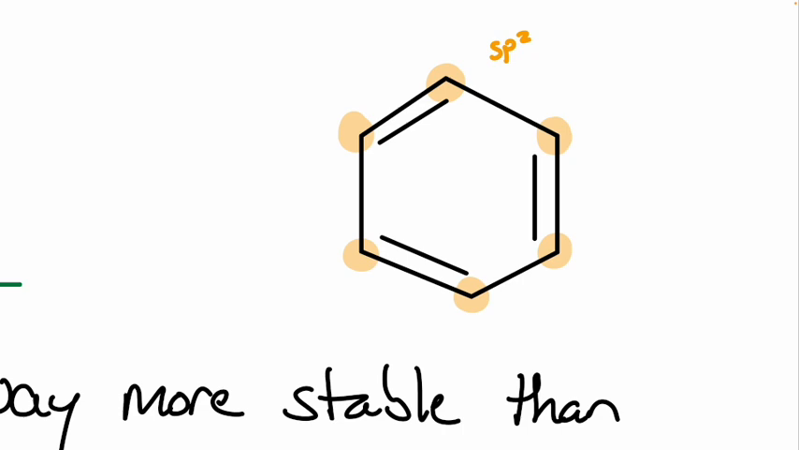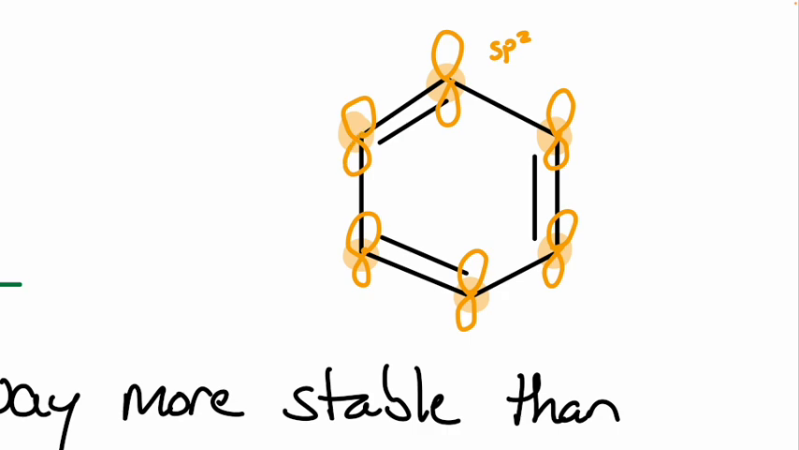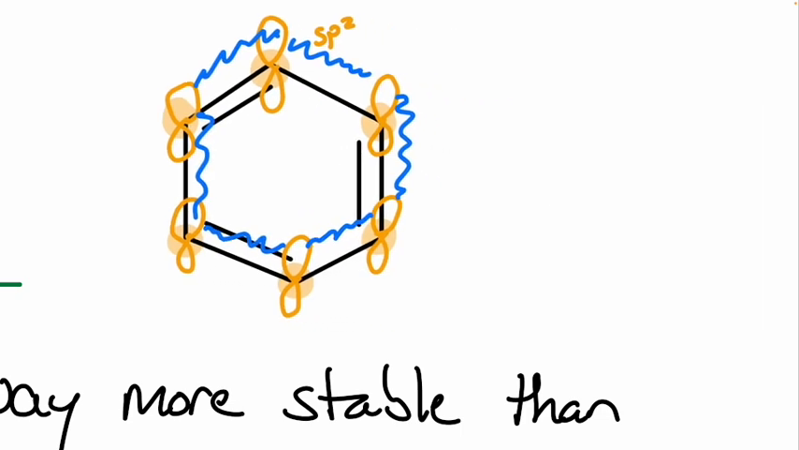This is important because we have these p orbitals, and the whole idea of conjugation is that the electrons are going to spread themselves out between all of those p orbitals, which I feel like just looks like a mess when I draw it, but hopefully you get what I'm saying here.